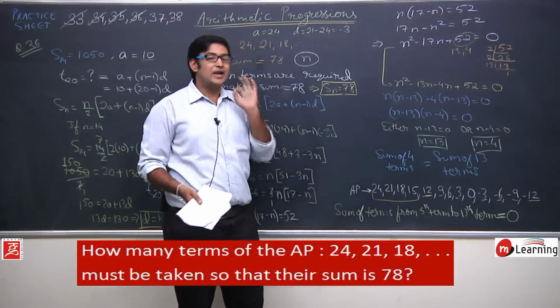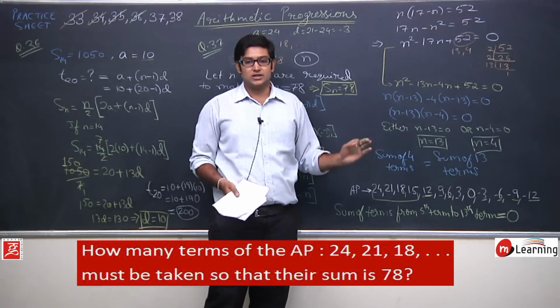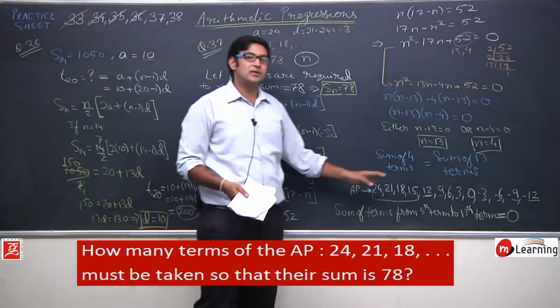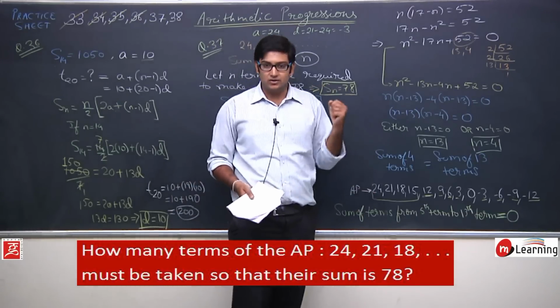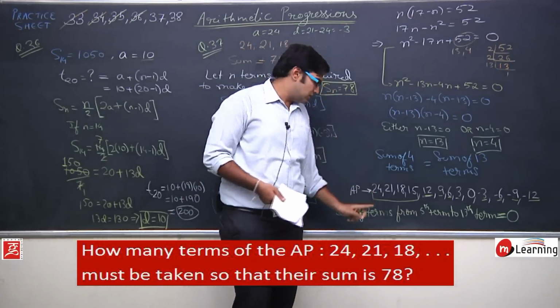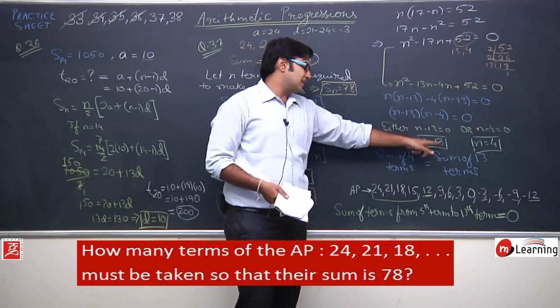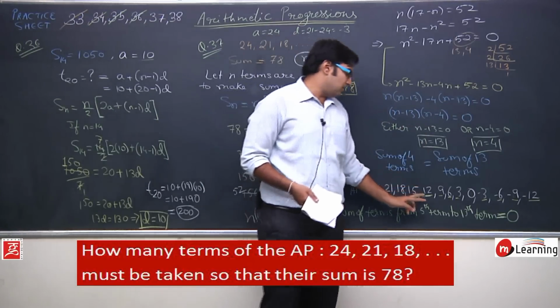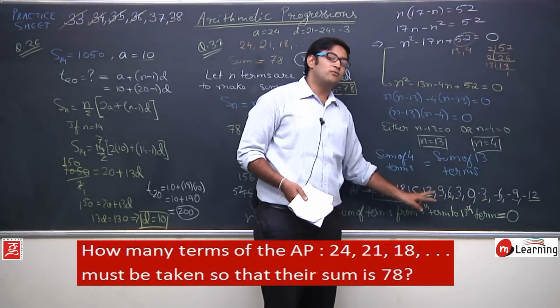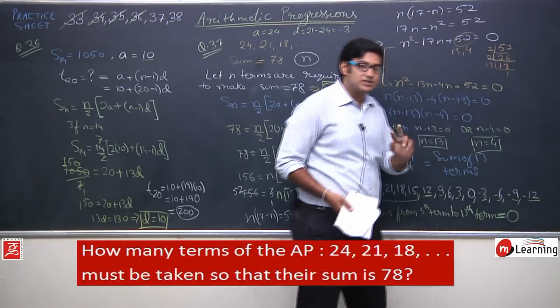Try to understand this concept. This question is a very important question. This has a very important concept: the sum of 4 terms is 78, and the sum of 13 terms is also 78. Okay, I am repeating it once more. I am saying that the sum of 4 terms is 78 and 13 terms is also 78. It's because the sum of terms from 5th term to 13th term is equal to 0.